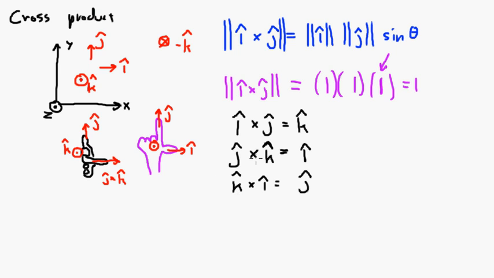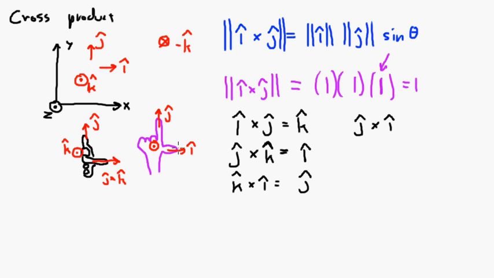Now, what happens if you reverse these? So let's do j hat cross i hat. Instead of taking i hat cross j hat, we're going to take j hat cross i hat. Now, you might be tempted to say this is the same thing. It's multiplication, it's got to be commutative. Actually, no. Think about this.